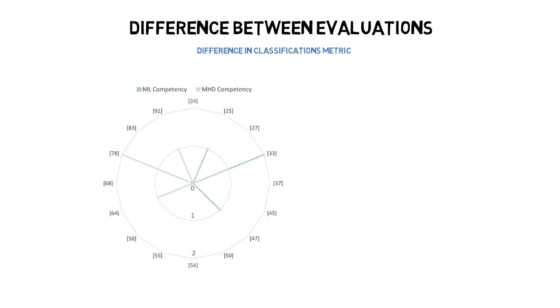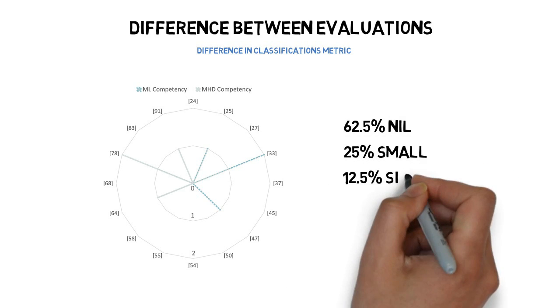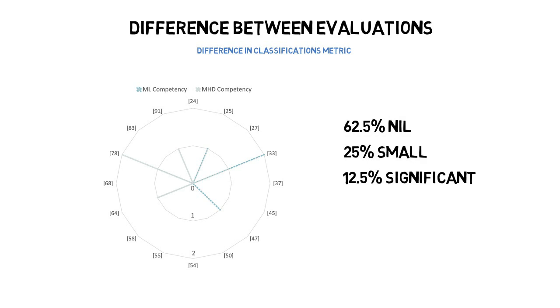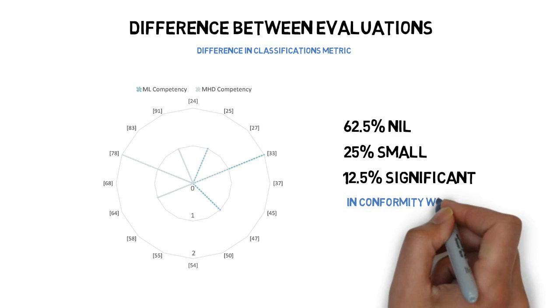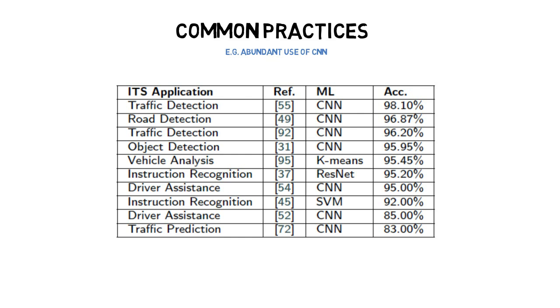The results show that 62.5% of the references have a nil delta C, 25% have a small delta C, and only 12.5% have a significant delta C. This shows that most implicit evaluations done by the authors of these papers are in conformity with the proposed evaluation model. The common practices that were observed in the literature were also identified, such as the abundant use of convolutional neural networks. The following table was presented, which shows the investigations that attained the highest accuracy with a variety of ITS applications, such as traffic detection and road detection.